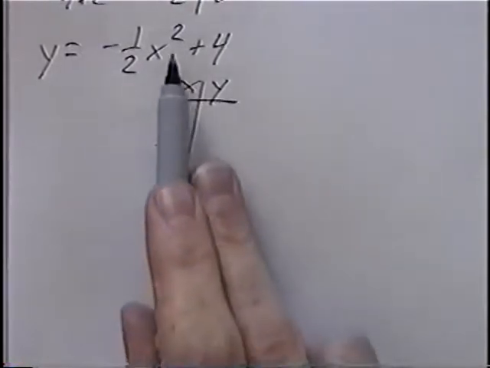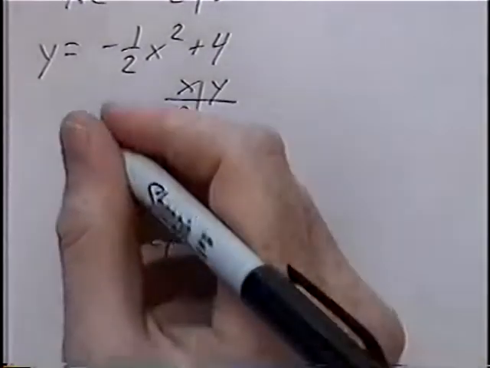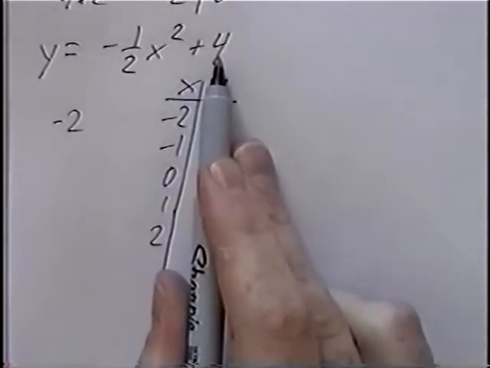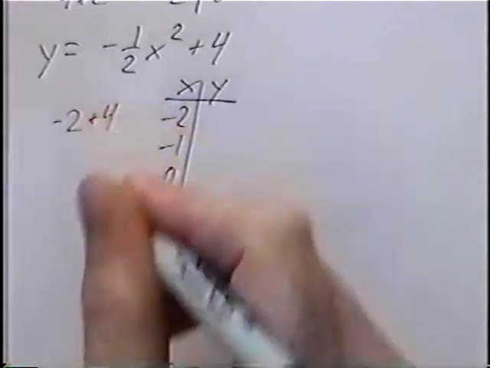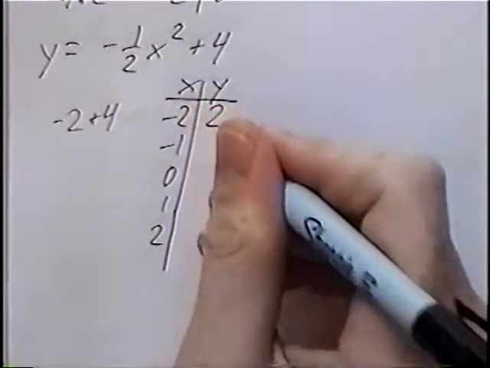First step, we have -2 squared. -2 squared would be +4. Half of that 4 would be 2, and the negative makes it a -2. And we're adding 4 on the end. So -2 plus 4, our y value would be +2.